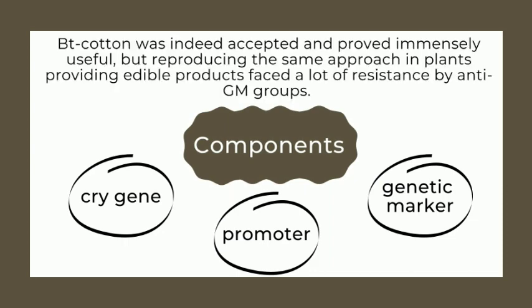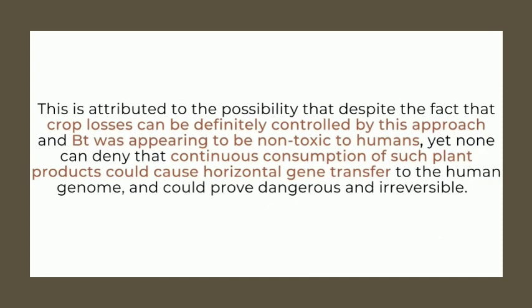Bt cotton was indeed accepted and proved immensely useful, but reproducing the same approach in plants providing edible products faced a lot of resistance by anti-GM groups. This is attributed to the possibility that despite the fact that crop losses can be definitely controlled by this approach and Bt was appearing to be non-toxic to humans prima facie, yet none can deny that continuous consumption of such plant products for years could cause horizontal gene transfer to the human genome anytime and could prove dangerous and irreversible, actually more harmful than beneficial.